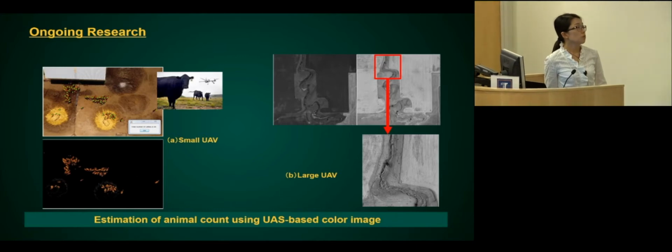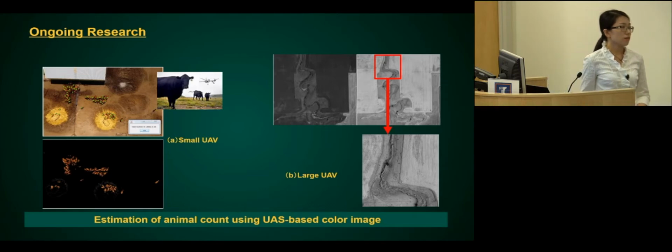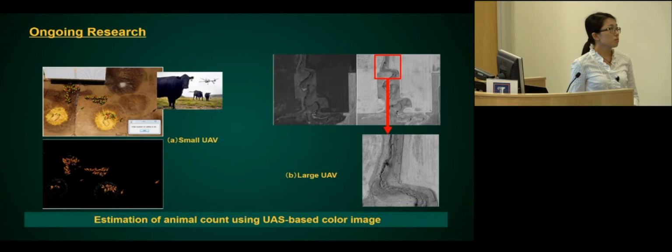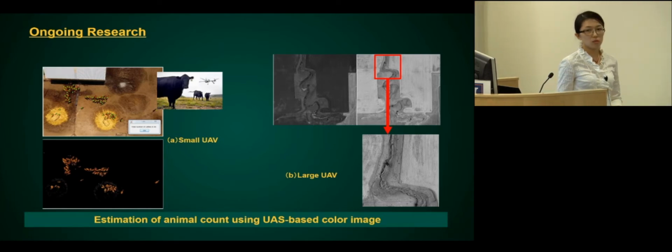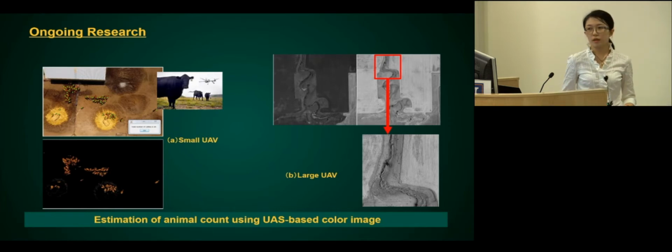Now I'm going to move on to the machine learning research we are doing right now. The first one is the estimation of animal count using UAS-based color images. In some smaller size beef cattle barns, we can use the smaller UAVs to capture color images of the field. We can also use the color features to identify the animals in the pictures, so we can get the number of animals.